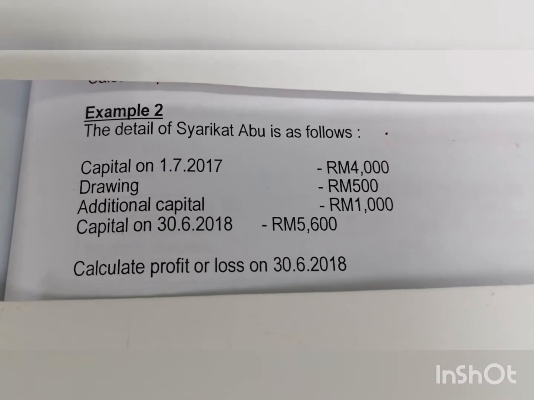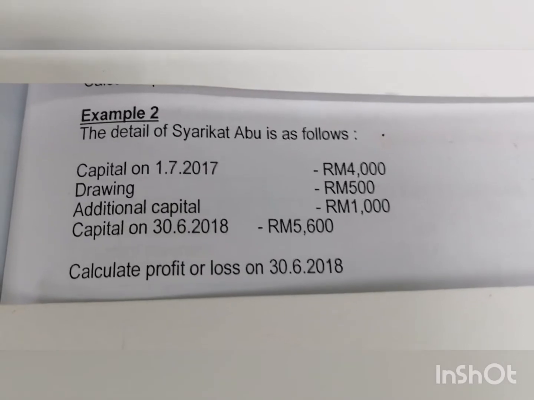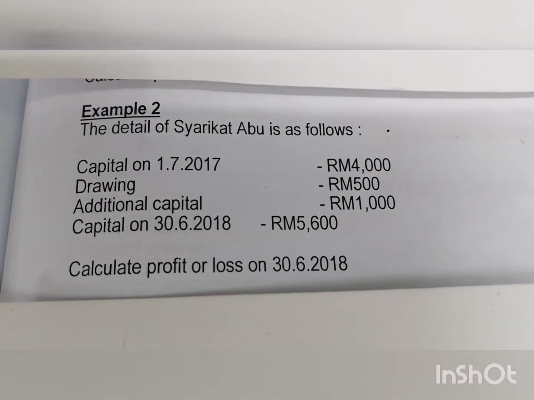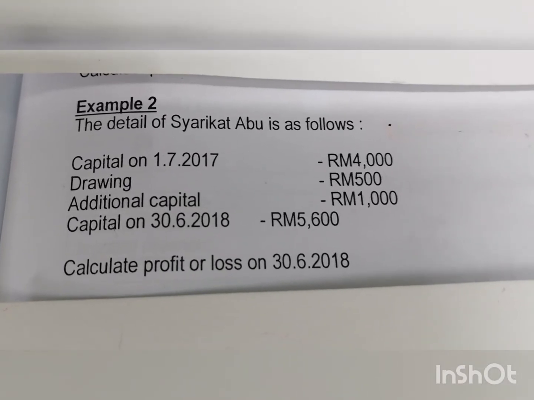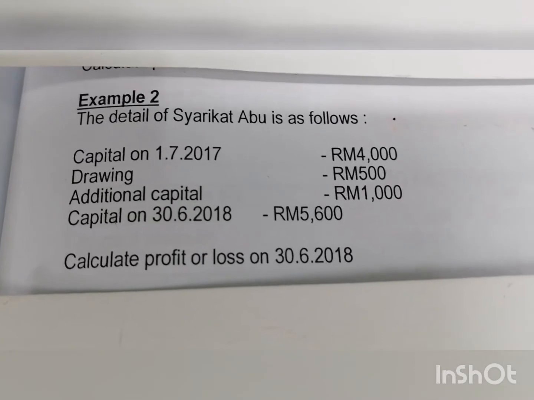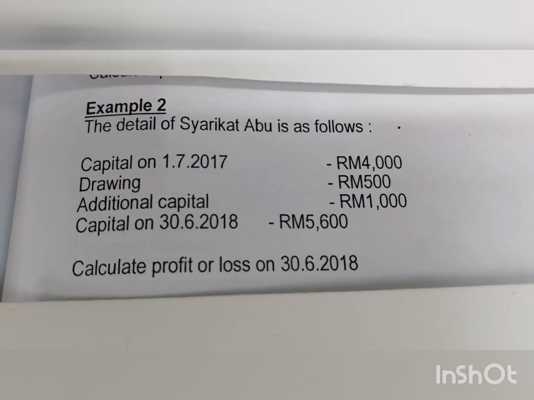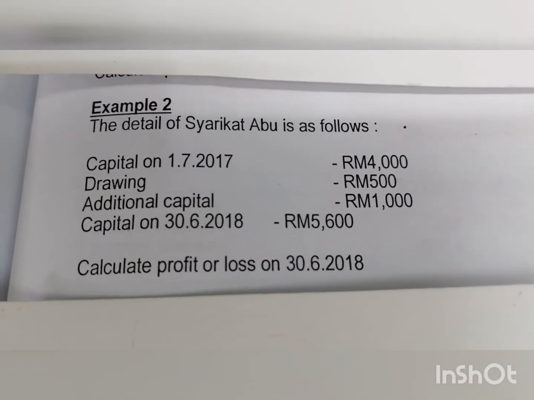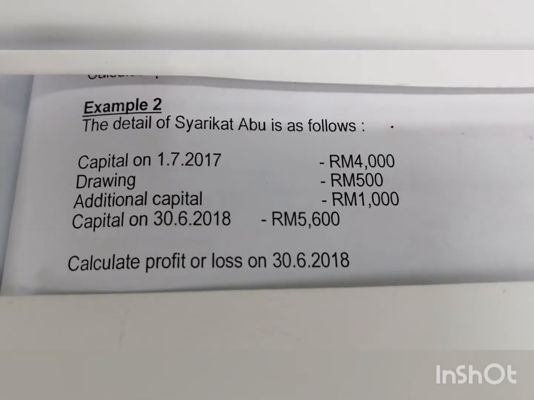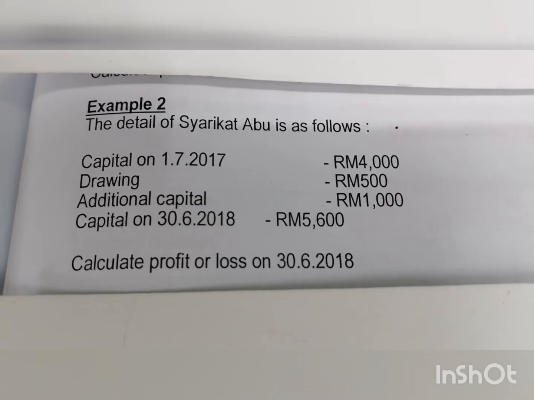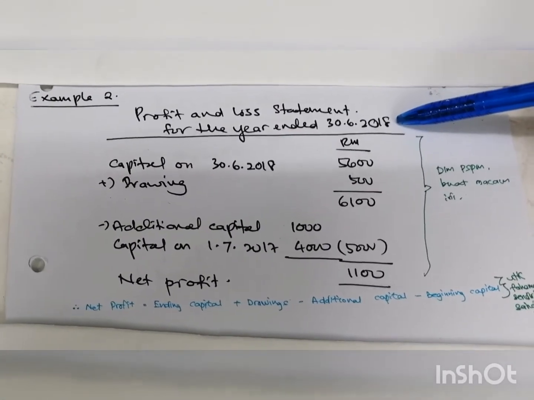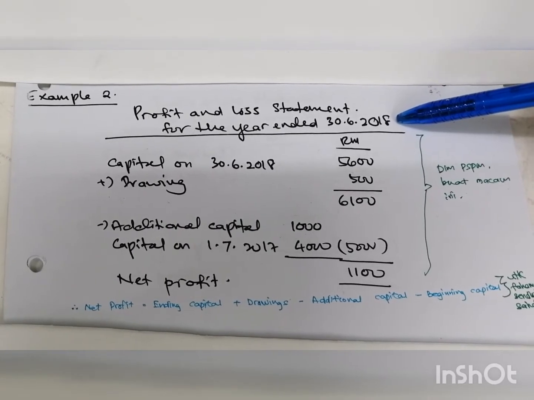Now look at example 2. The details of Syarikat Abu are as below. Capital on 1st July 2017 is 4,000, drawing 500, additional capital is 1,000, capital on 30 June 2018 is 5,600. Calculate the profit or loss on 30 June 2018. So this is the example, the answer for example 2.